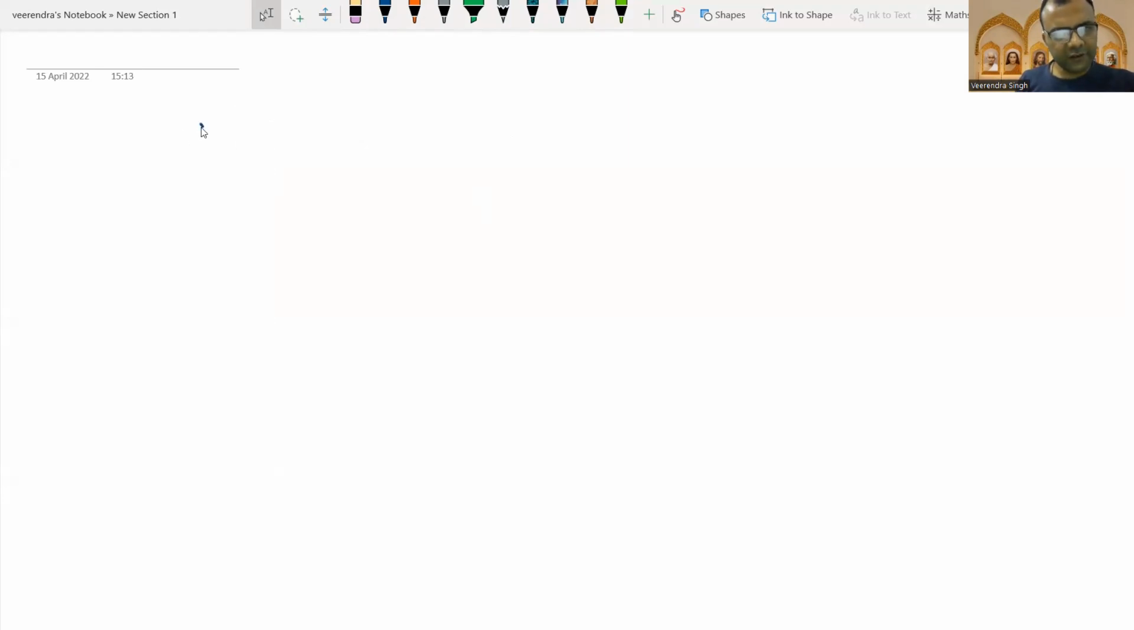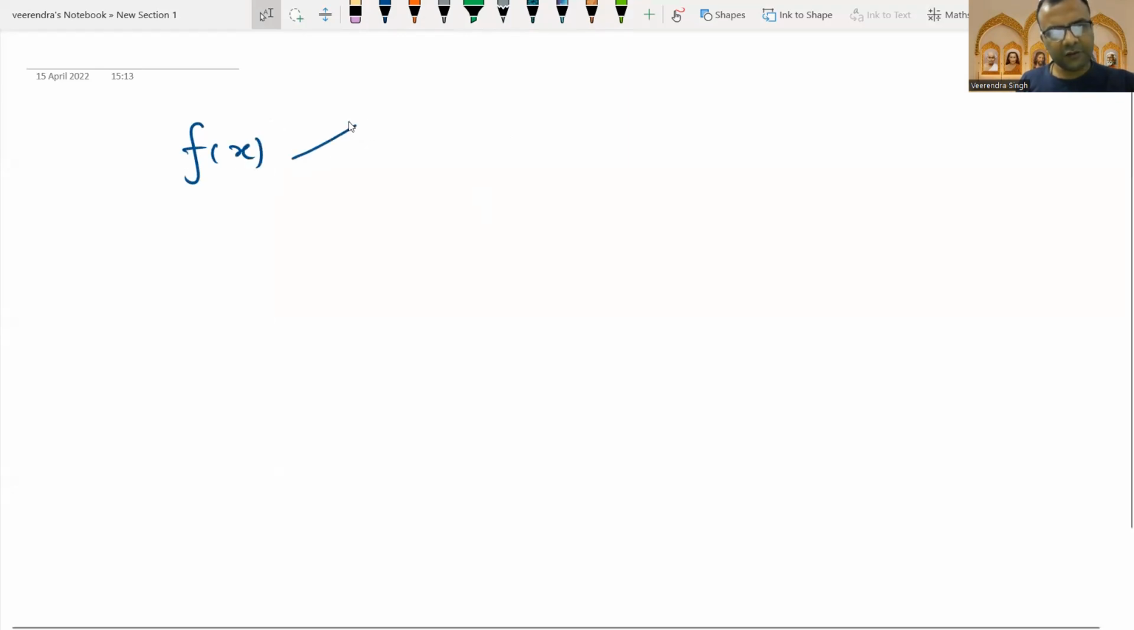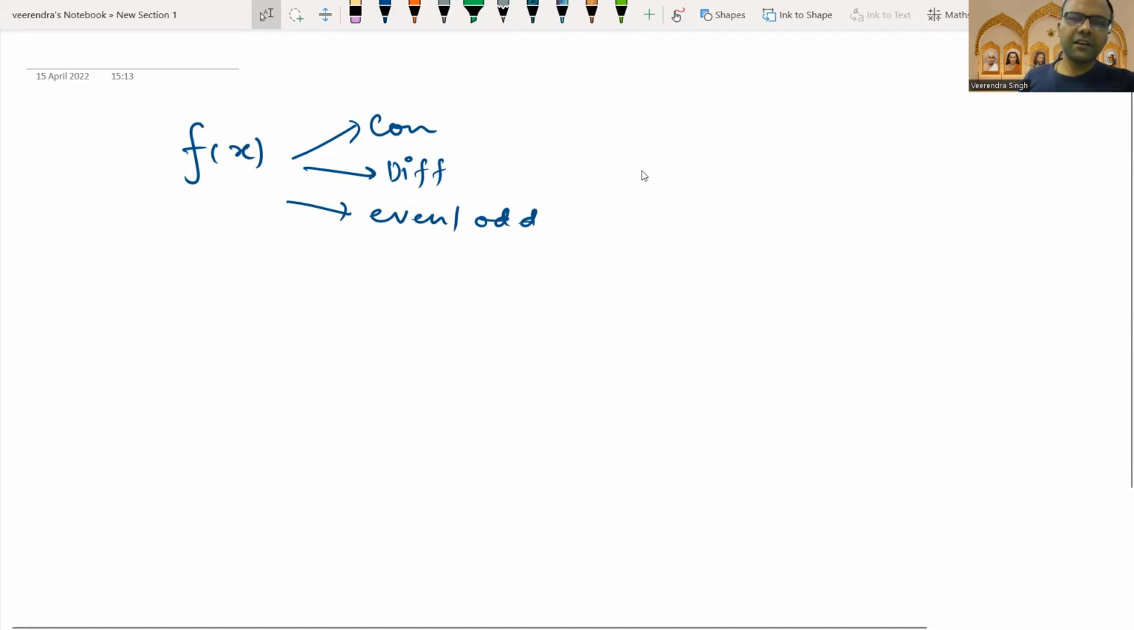To understand any function f of x, we discuss its continuity, differentiability, and remaining parameters, whether the function is even, odd, and so many things. But the most crucial and significant parameter is its monotonic behavior. Without knowing its monotonic behavior, we cannot know all the things about a function. So that is the necessity of monotonicity.